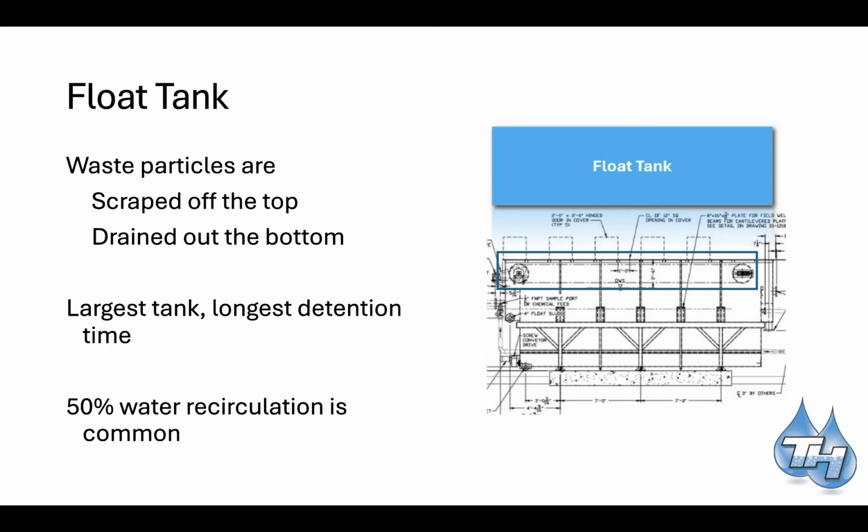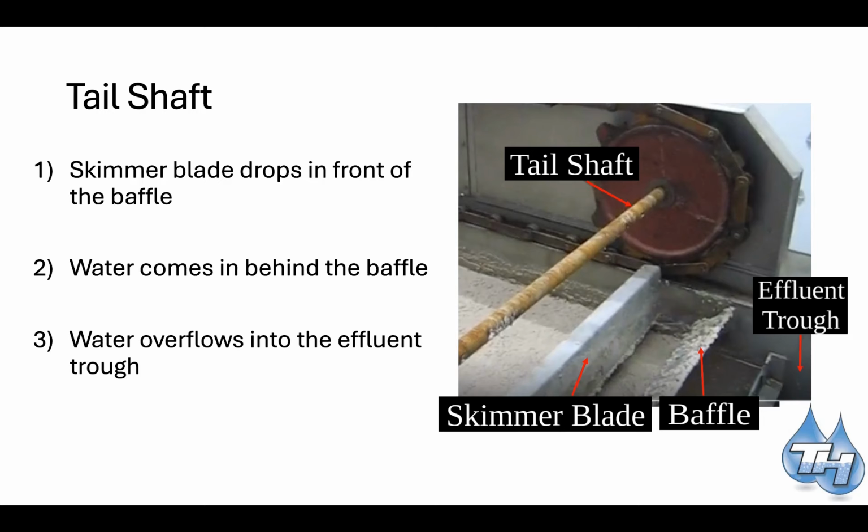We're going to talk briefly about the main mechanism of scraping in the float tank. Here in that little blue rectangle that just appeared, that is the skimmer and screw. That is the scraping mechanism that comes off of the top. We're going to do a little bit of a deep dive into this. So the skimmer blade drops in front of the baffle. You see here an image of a tail shaft. So this is at the end of the DAF system. In that big picture, it would be on the right-hand side of the float tank.